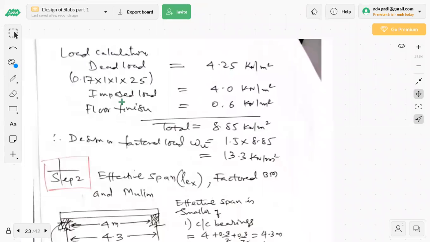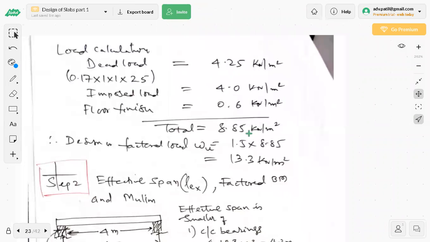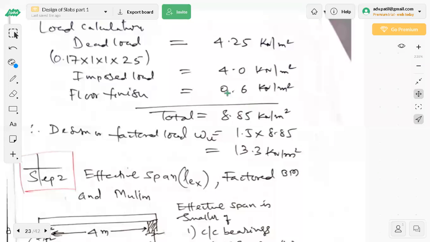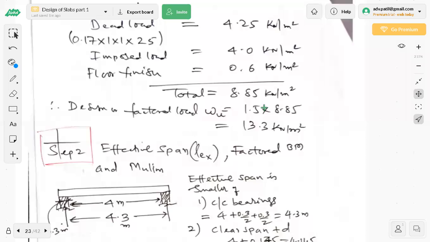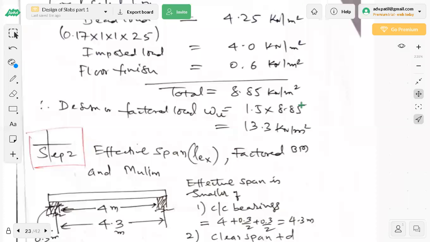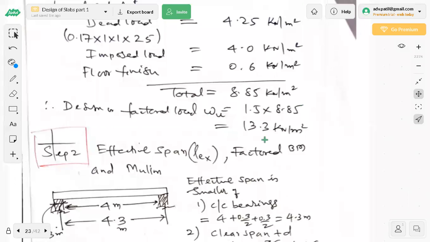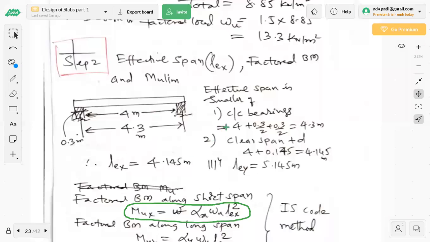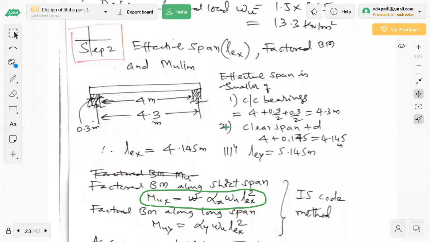Imposed load is given in the problem as 4. Floor finish is given in the problem as 0.6. If not given, usually it is taken as 1. Floor finish is taken as 1 if it is not given. So total is 8.85. Multiply by 1.5 to get factored load 13.3. Now step 2 is effective span, factored bending moment, and MU limit.